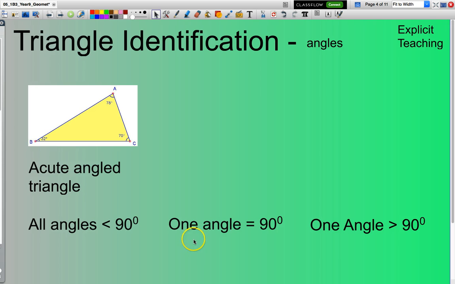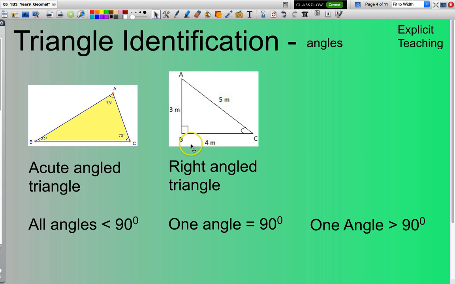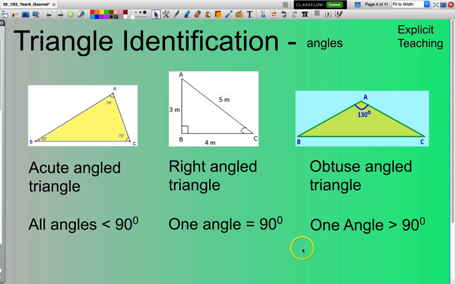If one of those angles in the triangle is 90 degrees, that triangle can be considered to be a right-angled triangle. Here is an example of a right-angled triangle. You can say, here is my 90 degrees. And if one angle in the triangle is greater than 90 degrees, that triangle is known as an obtuse angled triangle. And here is an example of an obtuse angled triangle.